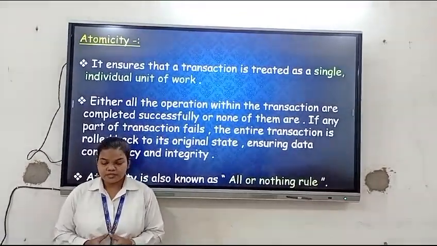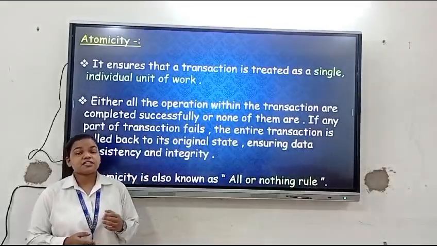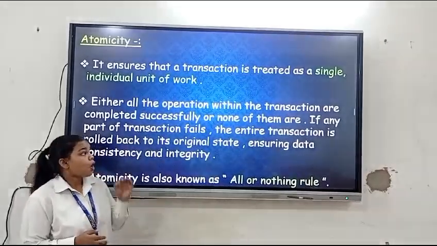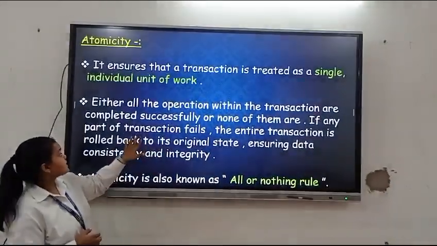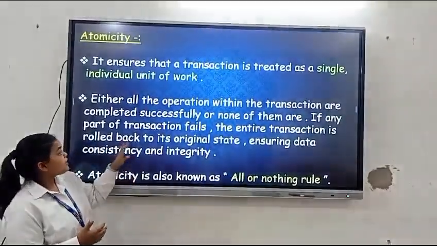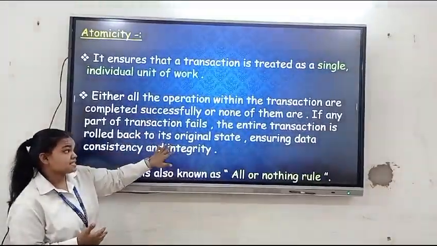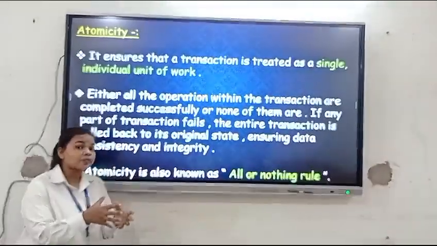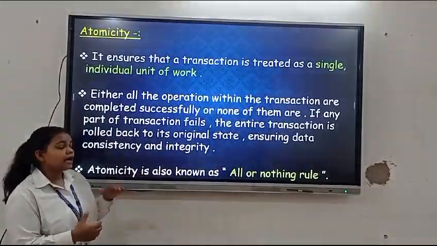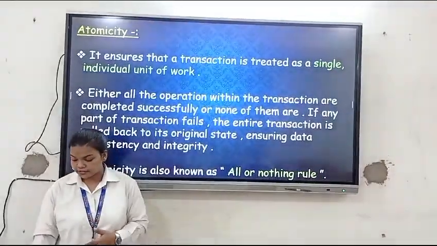So the first one is atomicity. It ensures that a transaction is treated as a single individual unit of work. Either all the operations within the transaction are completed successfully or none of them are. If any part of the transaction fails, the entire transaction is rolled back to its original state, ensuring data consistency and integrity. Atomicity is also known as the all or nothing rule.